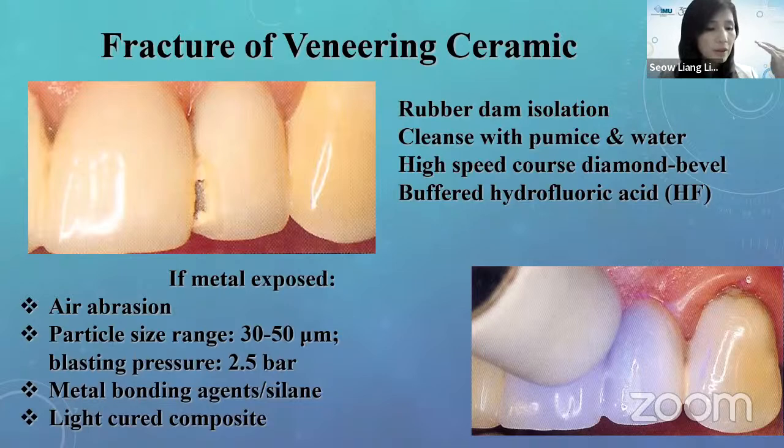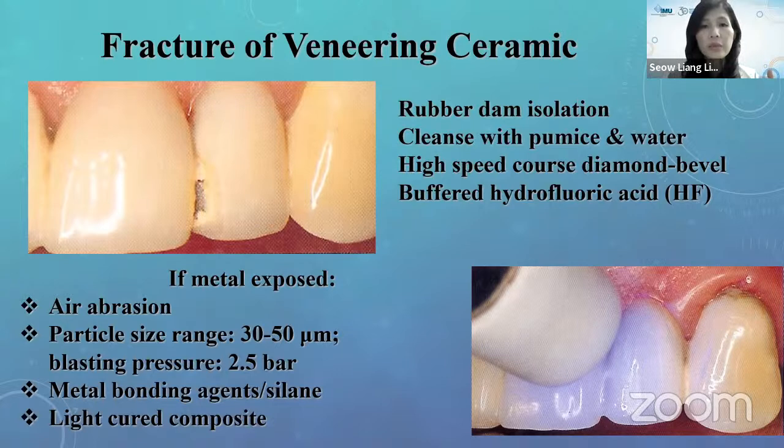So first up is the manufacturing. The technicians need to take extra care to ensure that the layering of the veneering material is properly done. In the event that failure has occurred, how do we overcome it? Do we take out the whole prosthesis and redo, or can we actually repair it?